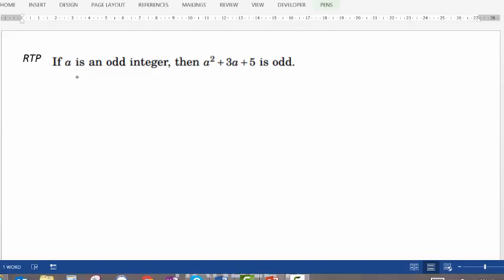Required to prove: if a is an odd integer, then a squared plus 3a plus 5 is also odd. Okay, proof. Here it is. Let's suppose a is odd, and it's an odd integer.